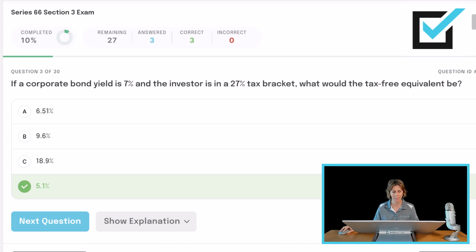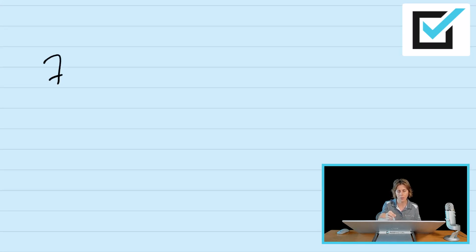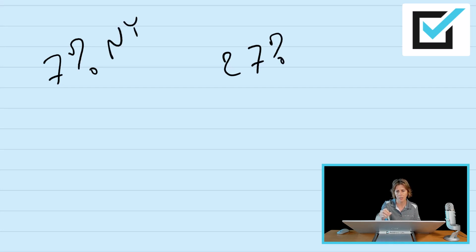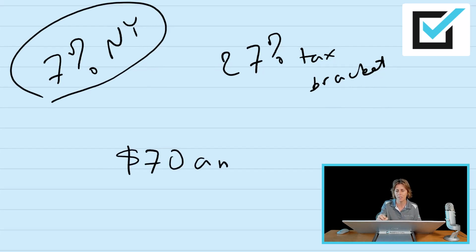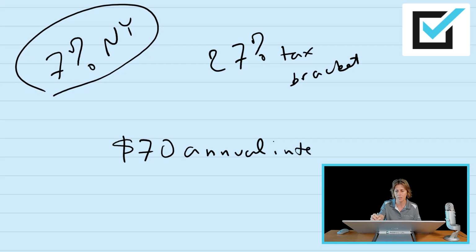I would be remiss if I didn't show you that there's also another way that you can do this question. So we have to look at a piece of scratch paper. So the two key things in this question are a 7% bond and a 7% nominal yield, 27% tax bracket. So I did it the fast math way, and not all students like to do it the fast math way. Remind me, what does this 7% mean? It is the annual interest on the bond. So the annual interest on the bond is going to be $70 annual interest.